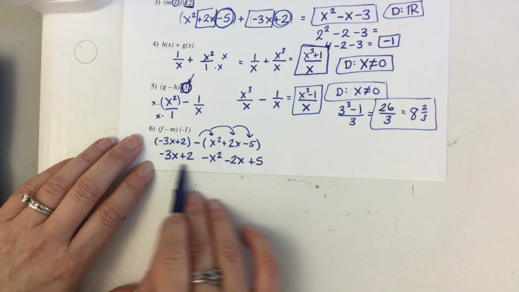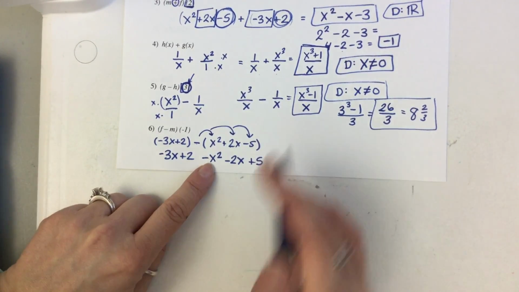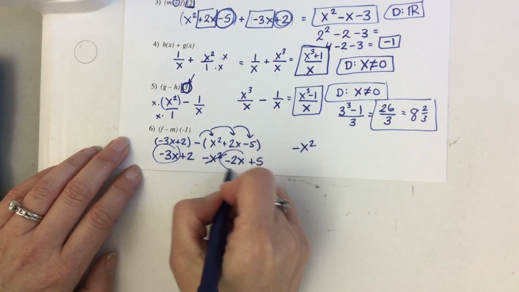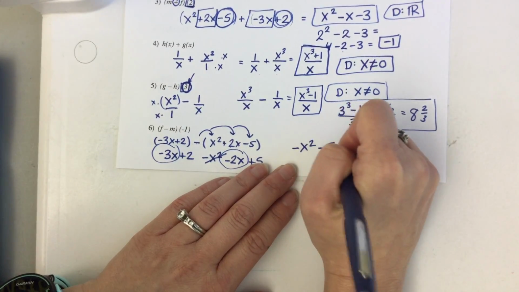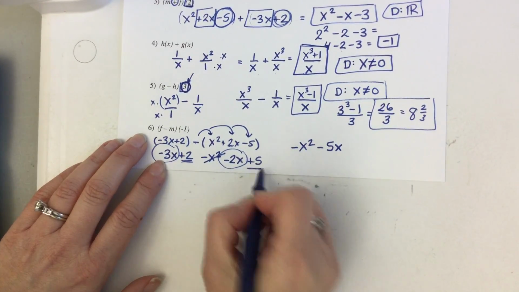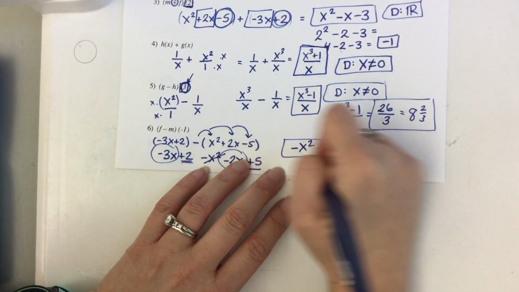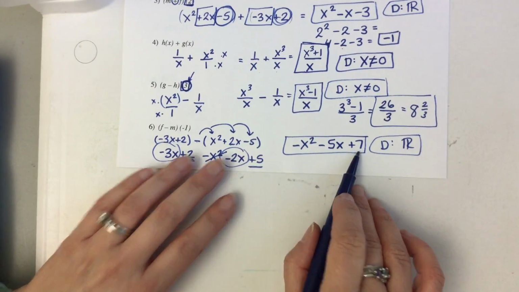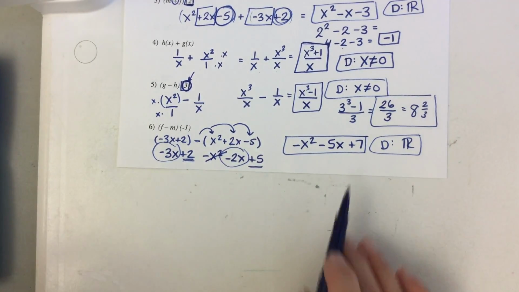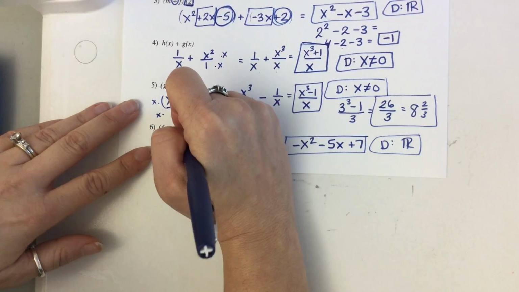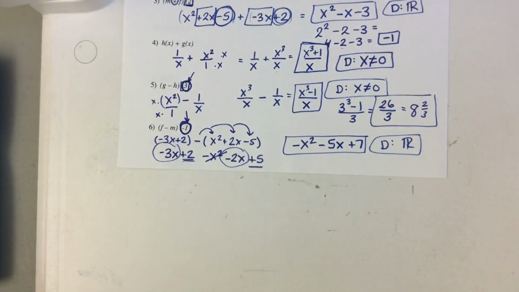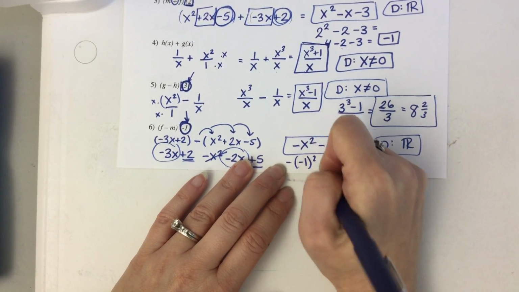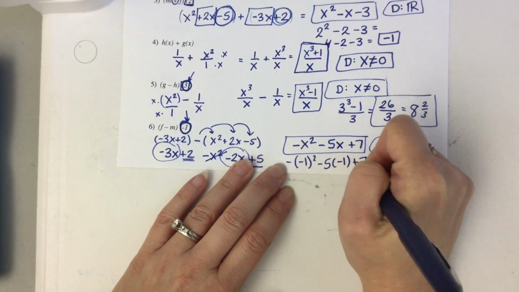Your new function, combine the like terms, put it in standard form. Negative x squared goes first. Negative 3x's, negative 2x's makes negative 5x's. Positive 2 and a positive 5 makes 7. My domain again is all reals because look at this. No fractions, no radicals. If there are no fractions, no radicals, your domain is all real numbers. Now, because they have a number in the place of x in the notation, I go here, and wherever there's an x, I put in a -1.